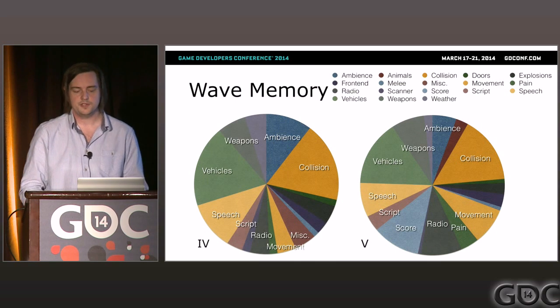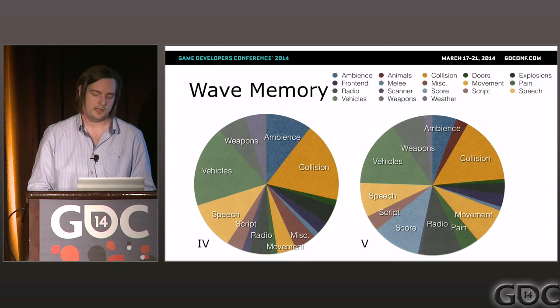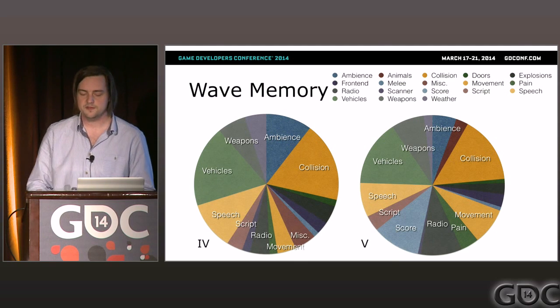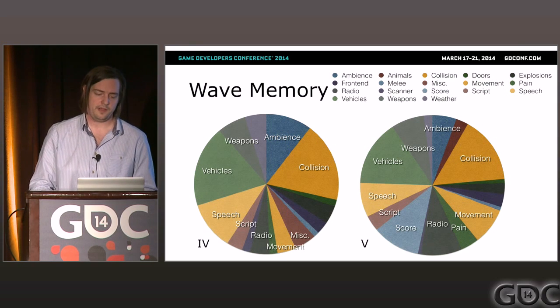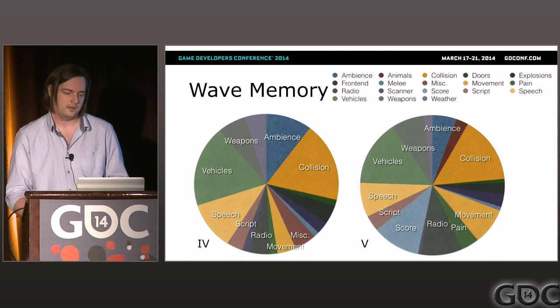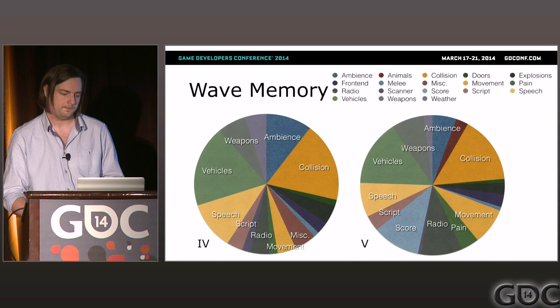As part of the push to ensure predictable memory usage and avoid fragmentation, we use a fixed memory map for our wave data. So that means we can compare GTA 4 to GTA 5 distribution of wave assets in memory.